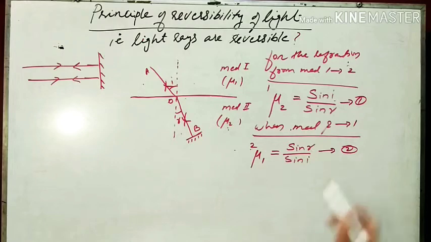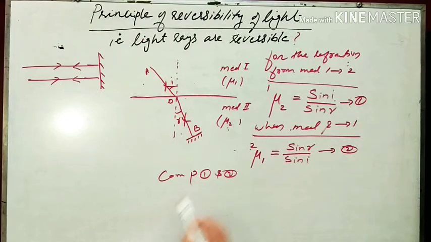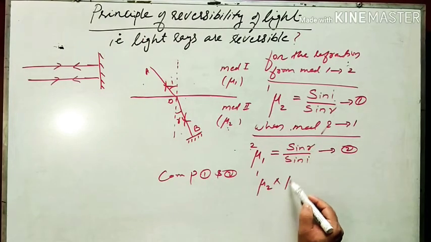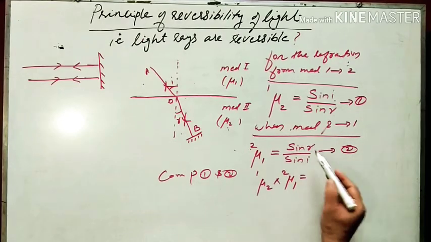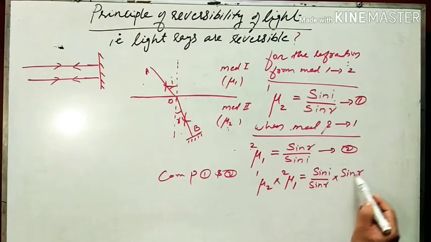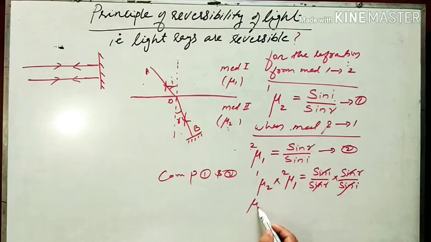Now compare equation number 1 and 2. Comparing equation 1 and 2, what do we get? I can write the refractive index of medium 2 with respect to 1, into the refractive index of medium 1 with respect to 2, is equal to sine i upon sine r into sine r upon sine i. So it gets cancelled. I am getting the product of the refractive index of medium 2 with respect to 1 and the refractive index of medium 1 with respect to 2 equal to 1.